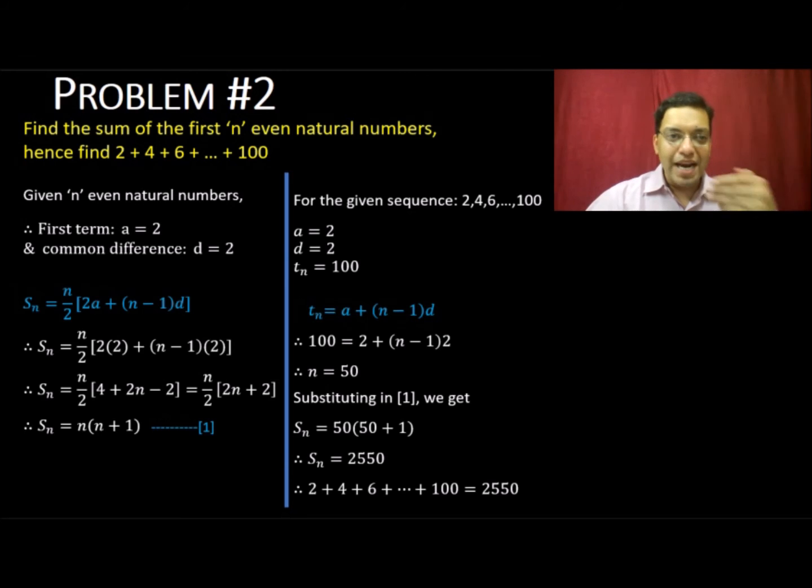So I hope you get how to solve this question. You have to be very careful when you're writing the first term and the common difference and the last term, and don't get confused between n and Tn. And finally, remember, when you see the word hence, you have to use the result that you find in the first part in order to solve the second part. So with this, let's move on to problem number 3.